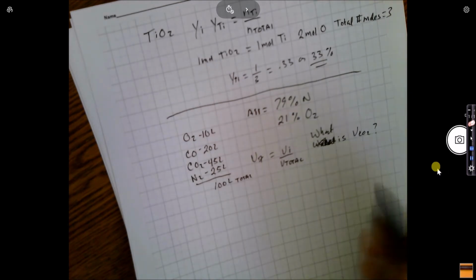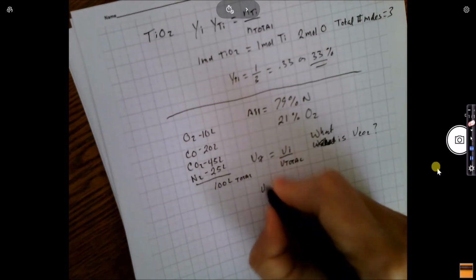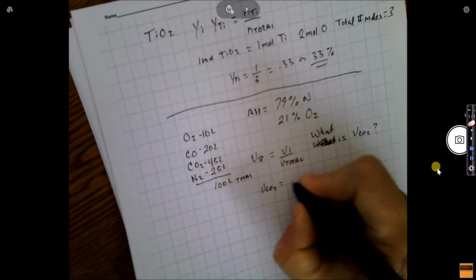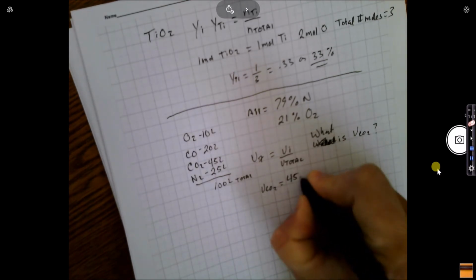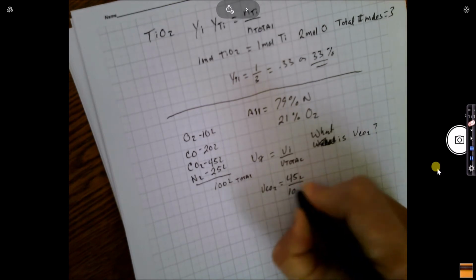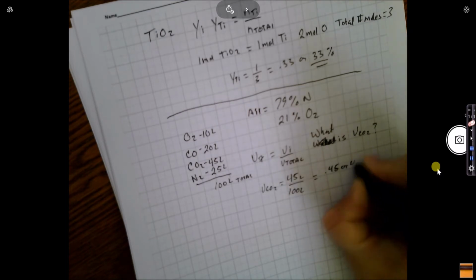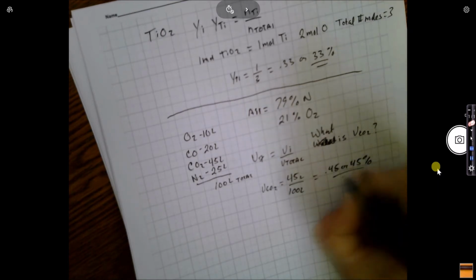And we want to calculate our VCO2. So our VCO2, this is probably going to be way simple by this point in time, is 45 liters over 100 liters. And that equals 0.45 or 45%.